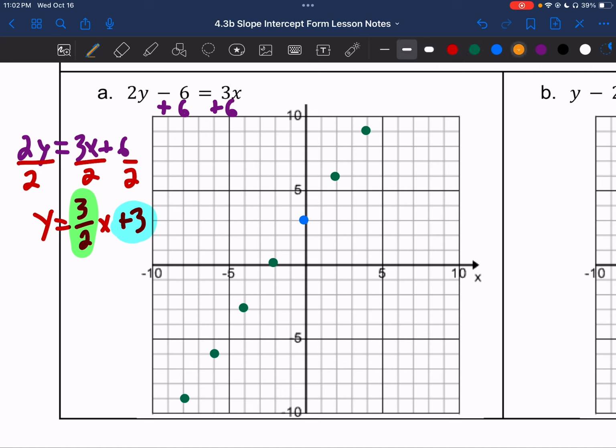And so now we can graph this line. And it is not complete until you have your arrows at the end.